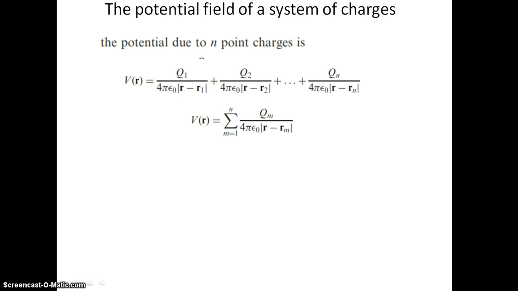So far we have discussed only one charge. Now we have a system of charges. The potential due to n point charges is given by V of R equal to Q1 by 4 pi epsilon 0 times modulus of R minus R1, plus Q2 by 4 pi epsilon 0 times modulus of R minus R2, plus etc., up to n charges. It can be summed as V of R equal to the summation from m equal to 1 to n of Qm by 4 pi epsilon 0 times modulus of R minus Rm.